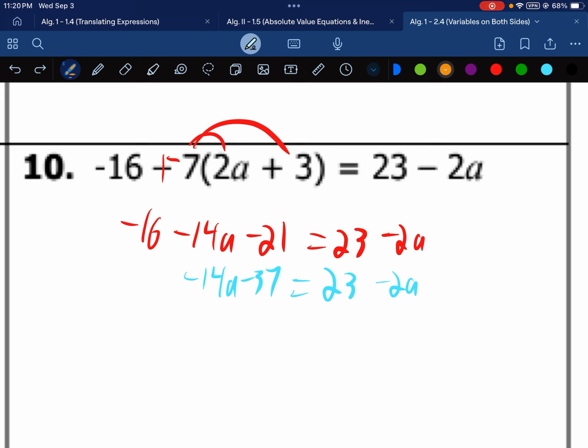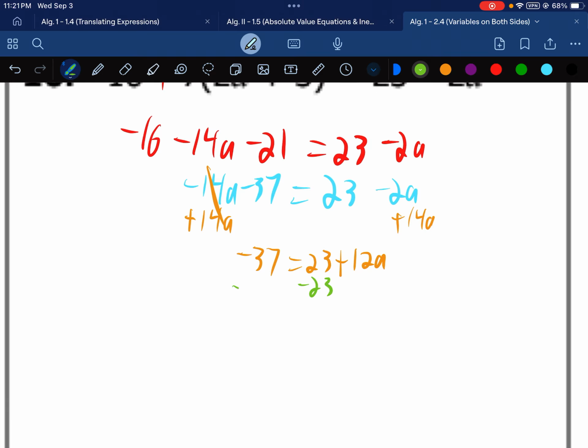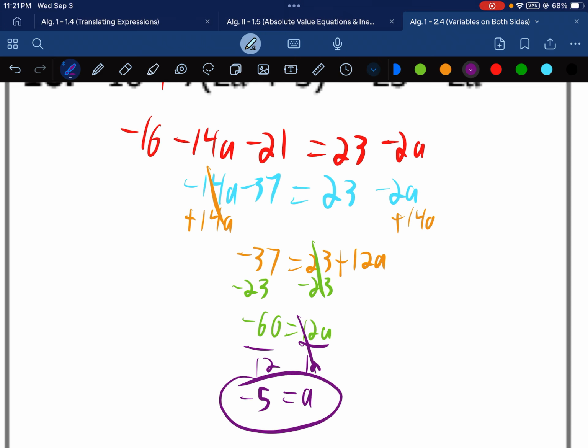Now my smaller variable is the one with negative 14, that is smaller than negative 2, so I'm going to add 14a to both sides. And I get negative 37 equals 23 plus 12a. There, I can subtract 23 from both sides to get my constants to the opposite side of the variables, and I get negative 60 equals 12a. Now I can divide by 12, and I get a to equal negative 5.